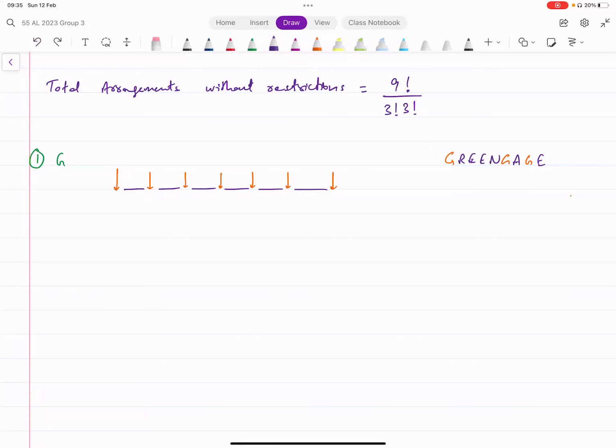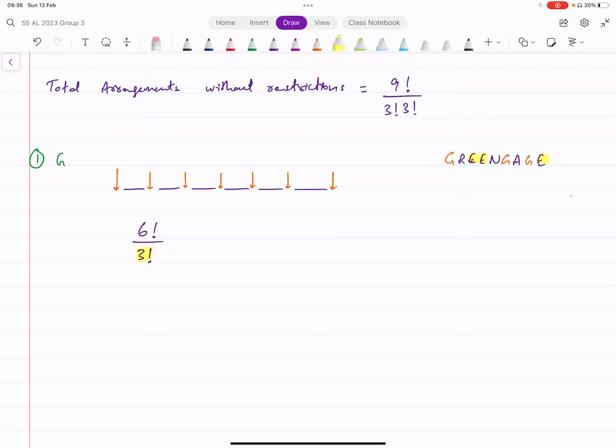Now, how many ways do we have for arranging these blue spaces? We have 6 of those letters. So we can say 6 factorial for that. But out of those 6 letters, we have 3 E's. 1, 2, 3. We divide by 3 factorial because of that. Okay, because we have 3 E's, we have to divide by 3 factorial.